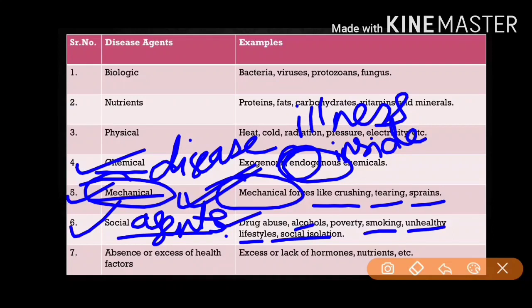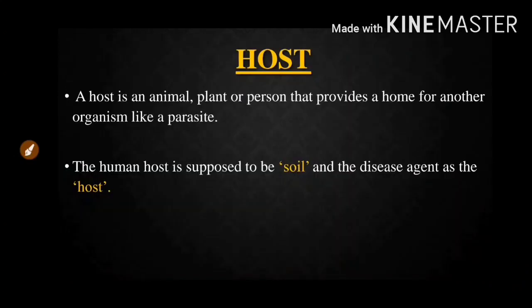Now let us move to the last point, that is seventh. It is about absence or excess of health factors. Excess is like we can say very high in amount. So excess or lack of hormones and nutrients could lead to a variety of diseases. Are you clear? Now let us see the next one about the host.